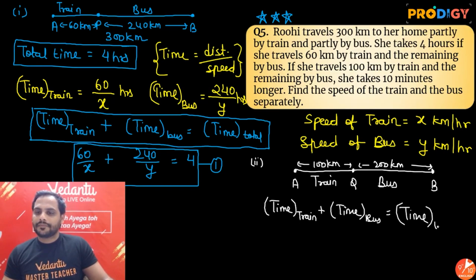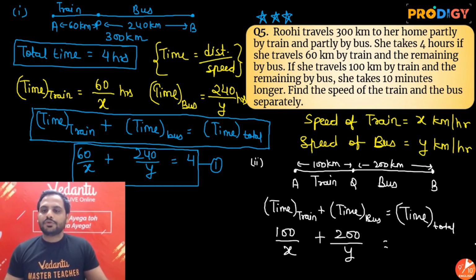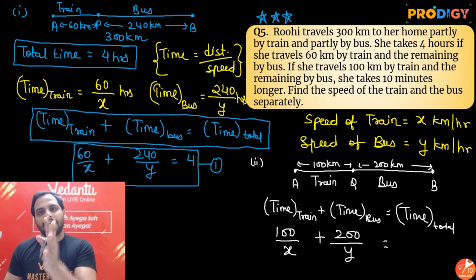Right? So time taken in the train will be how much, beta? Distance upon speed. Distance is 100 upon speed is x, plus time taken in the bus. So distance is 200 upon speed of the bus will be y. Distance upon speed is equal to total time. Total time they have told is 10 minutes extra. 10 minutes extra, that means 4 hours plus 10 minutes.